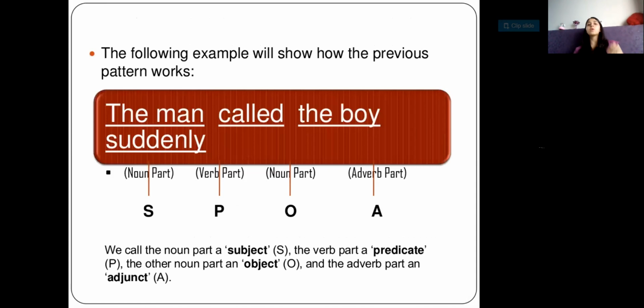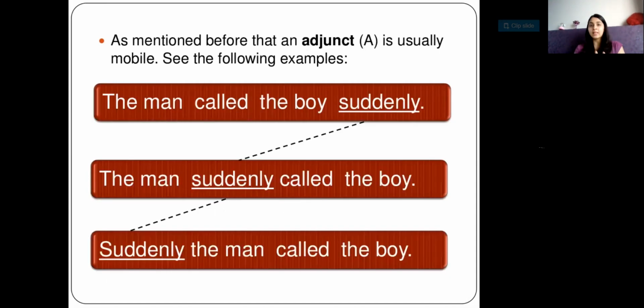Let's see. The man called the boy suddenly. You have a noun, that is the subject, the man. Predicate is the verb part, that is, he called. The noun part, that is the object, is the boy. And the adverb is suddenly. So everything is added here.